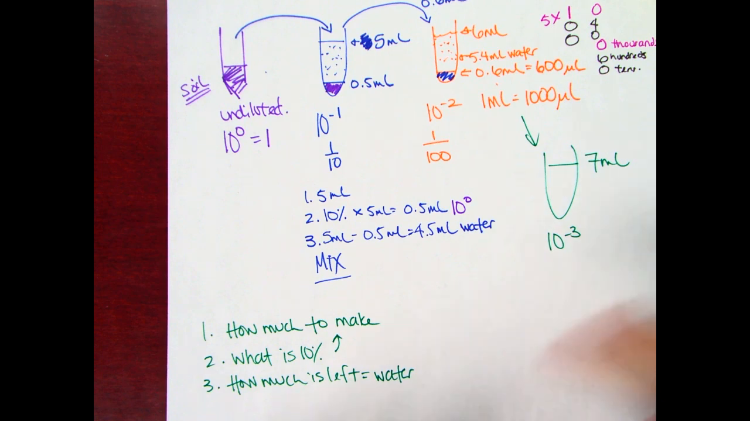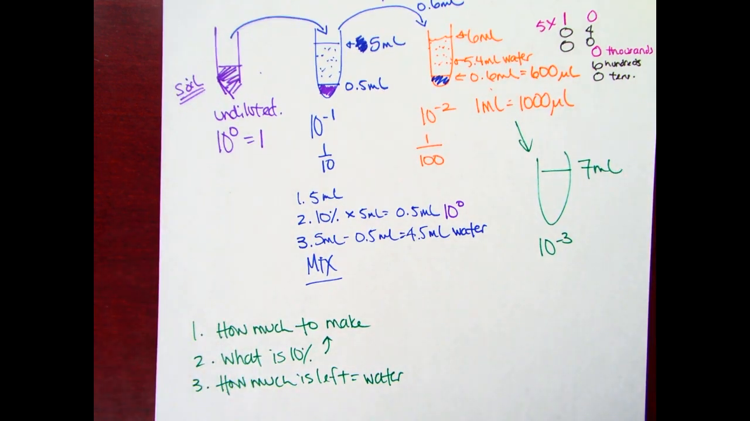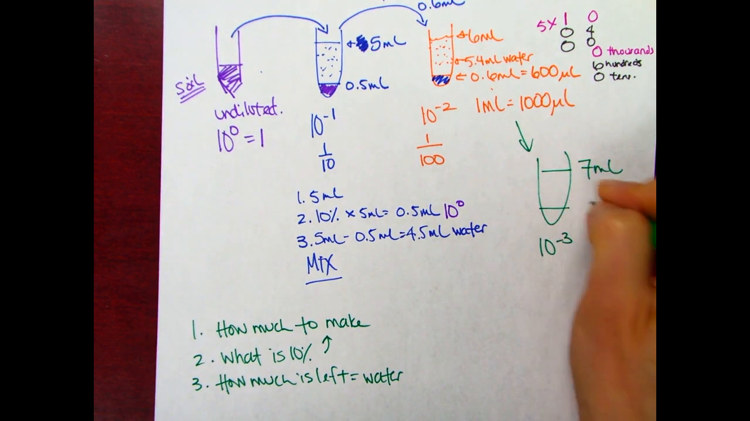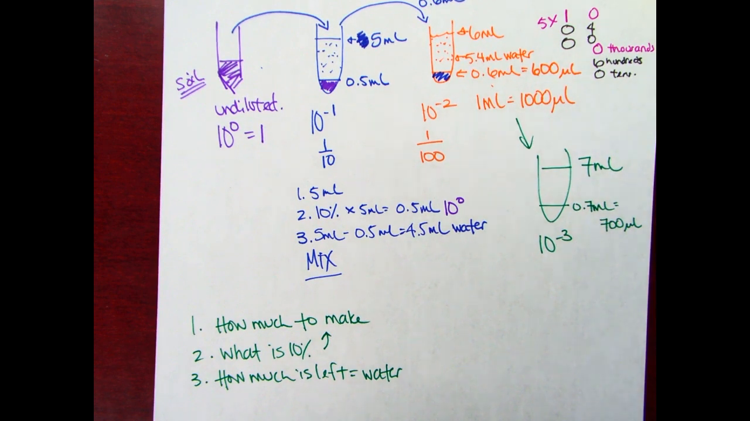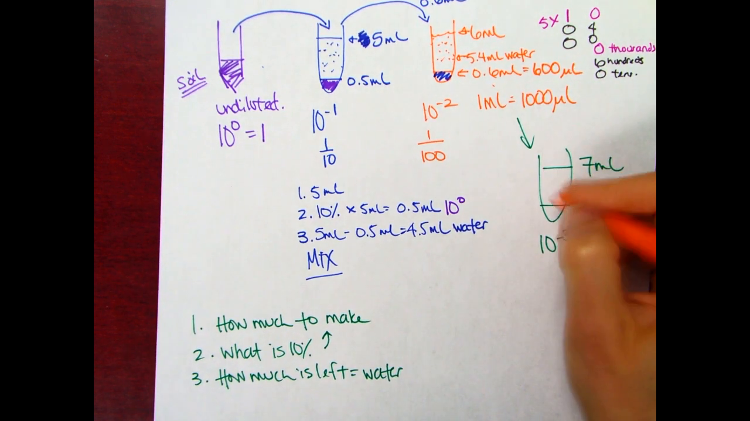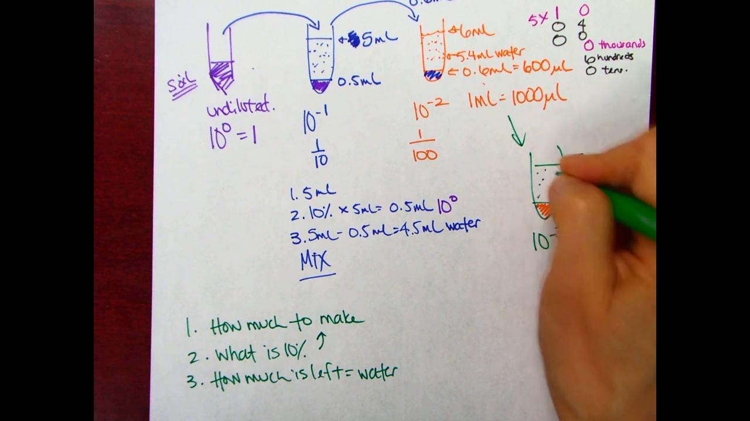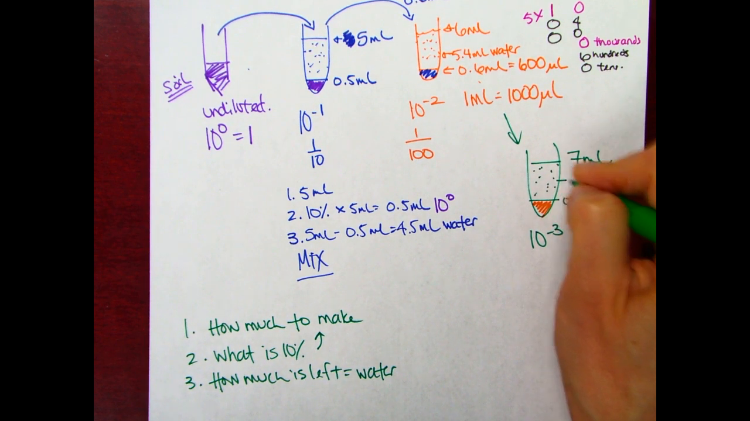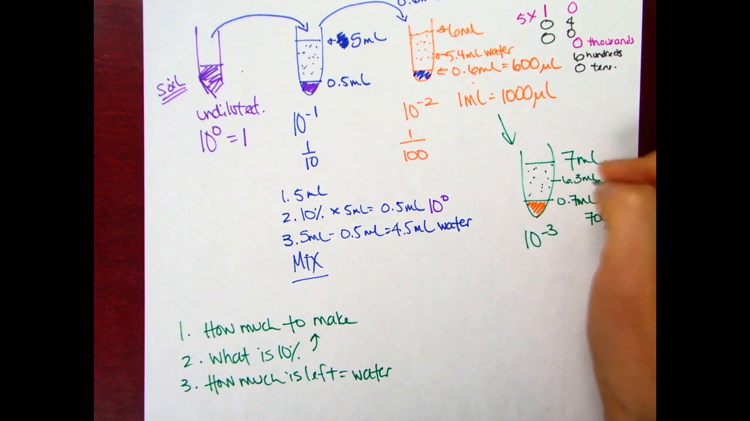All right, so we're making 7 mils. What is 10% of 7 mils? It is 0.7 mils, which we now know is 700 microliters. So we will move that over. And then the remainder, which is going to be 7 minus 0.7, so 6.3 milliliters, is going to be water.